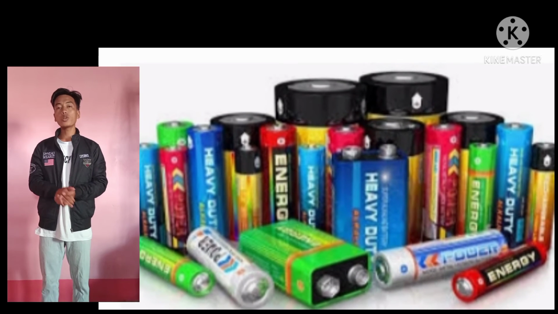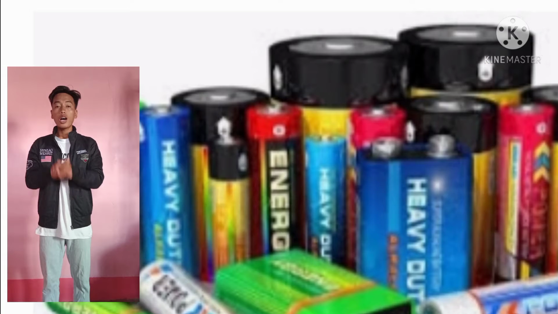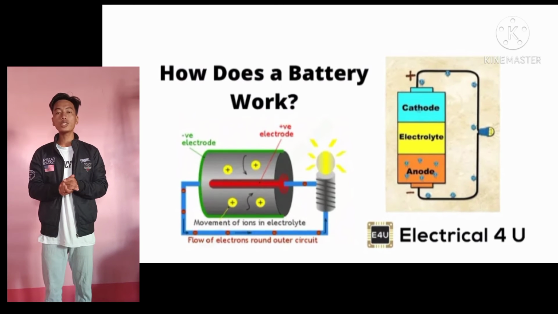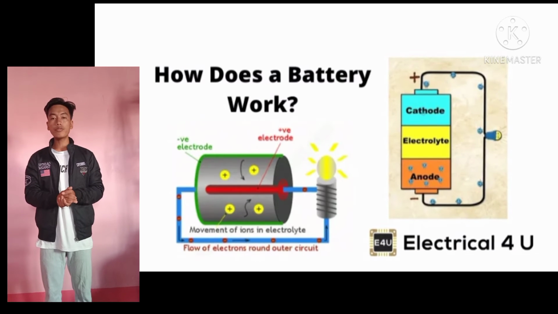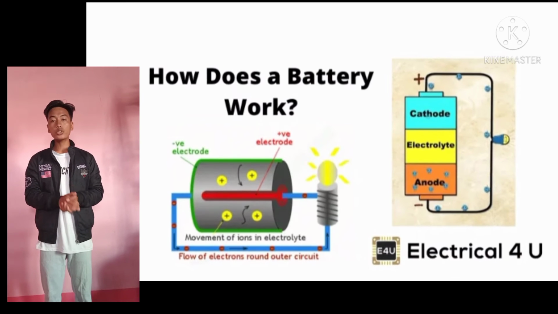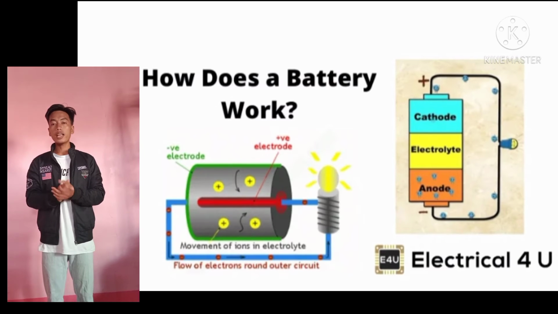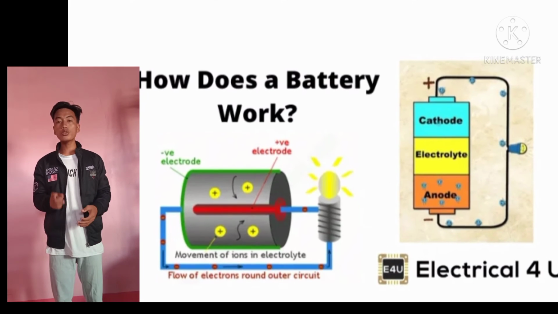Okay, so we must first tackle what a battery is. A battery is a device that stores chemical energy and converts it into electrical energy. The chemical reactions in a battery involve the flow of electrons from one material called an electrode to another through an external circuit. The flow of electrons provides an electric current that can be used to do work.